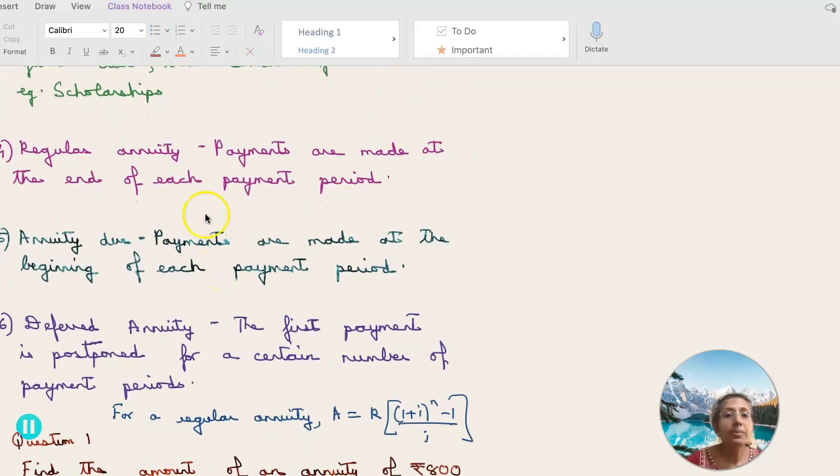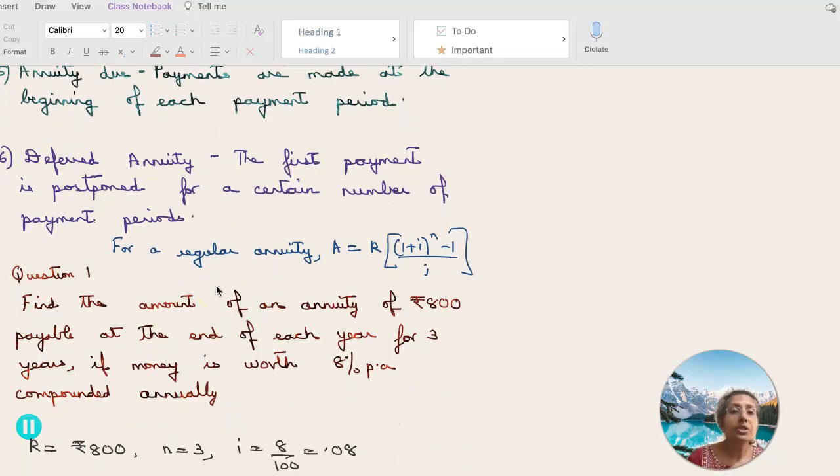Regular annuity payments are made at the end of each payment period. So end of each payment period you pay, it is a regular annuity. Annuity due payments are made at the beginning of each payment period. So beginning of each payment period, it is annuity due. Deferred annuity, the first payment is postponed for a certain number of payment periods. And that is a deferred annuity. It's postponed for a certain number of time, the very first payment.